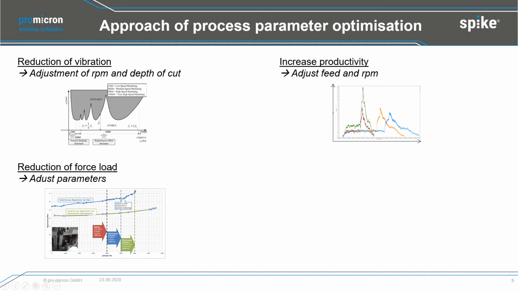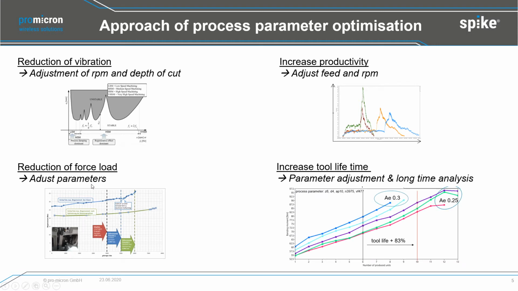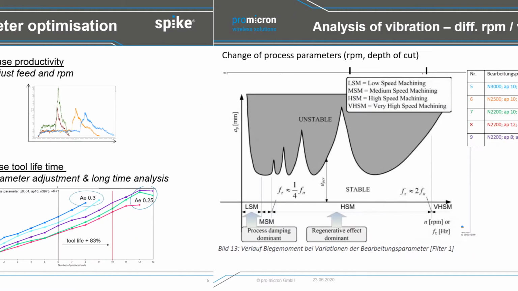The third one is, in order to have a longer tool lifetime, we want to reduce the force load. So here again, we need to adjust our parameters. Another trial for increasing the tool lifetime is to adjust the parameters and then do long-time analysis, process evaluation. And these 4 I would like to explain in more detail.